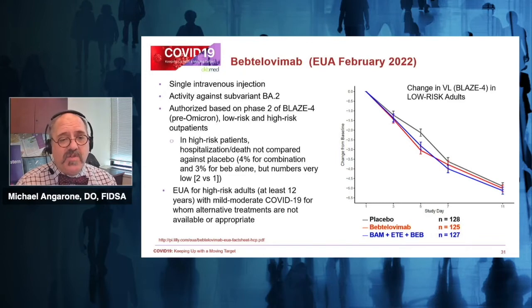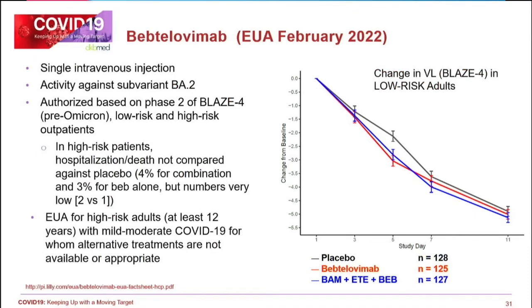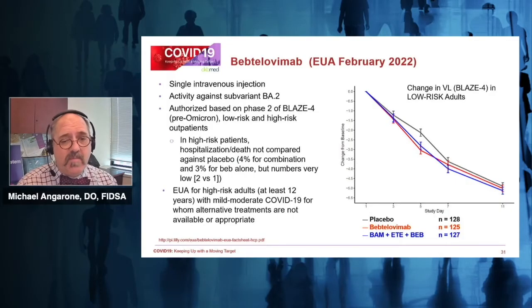When looking at the hospitalization or death, there was no comparison of this agent to placebo. And when looking at Bebtelovimab on its own versus the combination, there was a 4% hospitalization or death rate in the combination and a 3% in Bebtelovimab alone. Small numbers, hard to make a lot of distinctions between the groups, but it did demonstrate that Bebtelovimab was effective as treatment for individuals with mild to moderate SARS-CoV-2. And this then prompted the EUA for high-risk adults over the age of 12 with mild to moderate COVID-19 for whom alternative treatments are not available or appropriate.